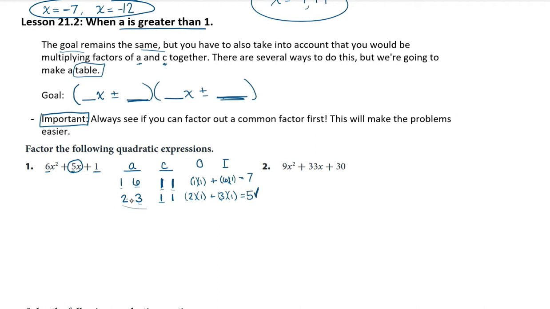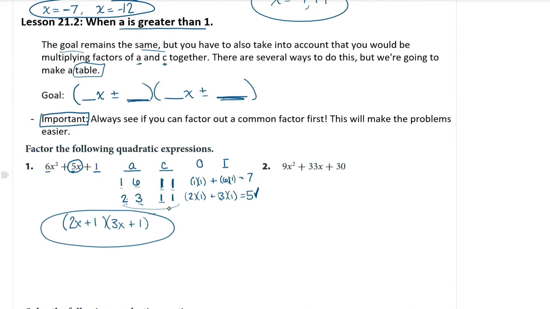So here's now how you take this and write it as the factors. These two factors are going to go in front. So 2x and 3x. Put them in the order that they're in the table. Then the second two are what's going to be C. So they're both positive. So plus 1, and there is our factored form. Okay.